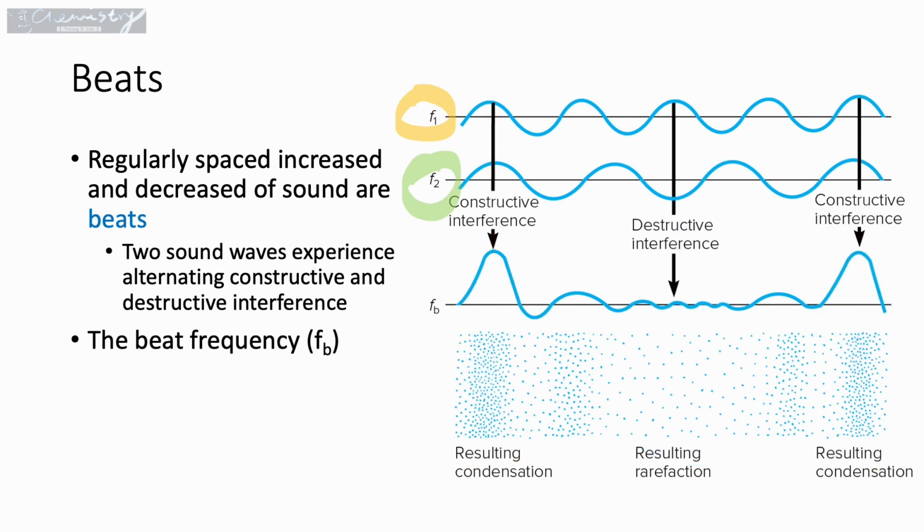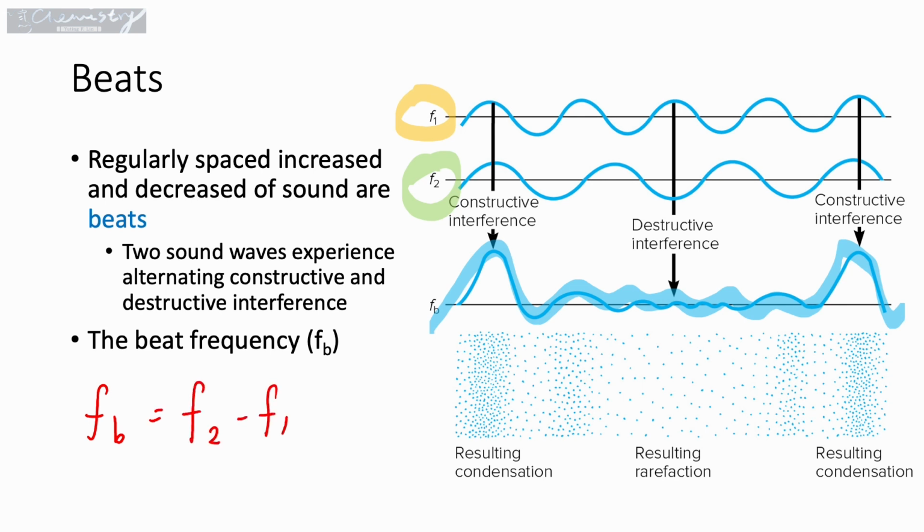So we can calculate the frequency of the resulting beat. So we have the frequency for F1 and F2, and we can calculate the frequency of the resulting one, which is this one over here. This is the resulting beat using the following equation. So we know that the frequency of the beat is going to equal F2 minus F1. It is literally looking at the difference in frequency for the two interfering waves.